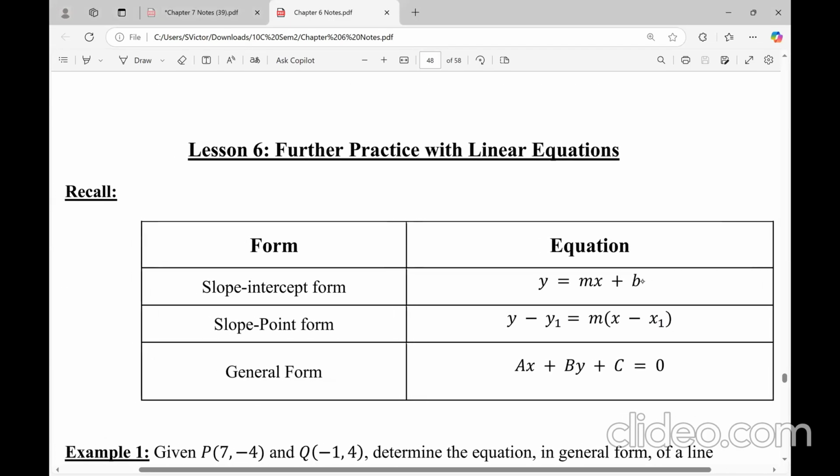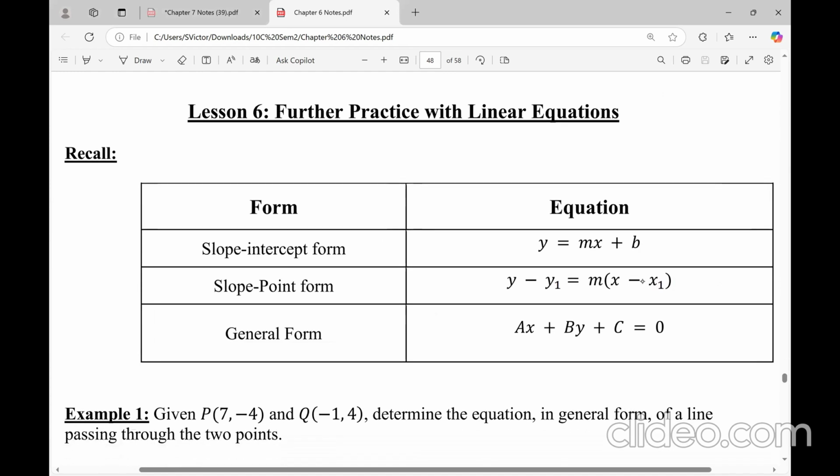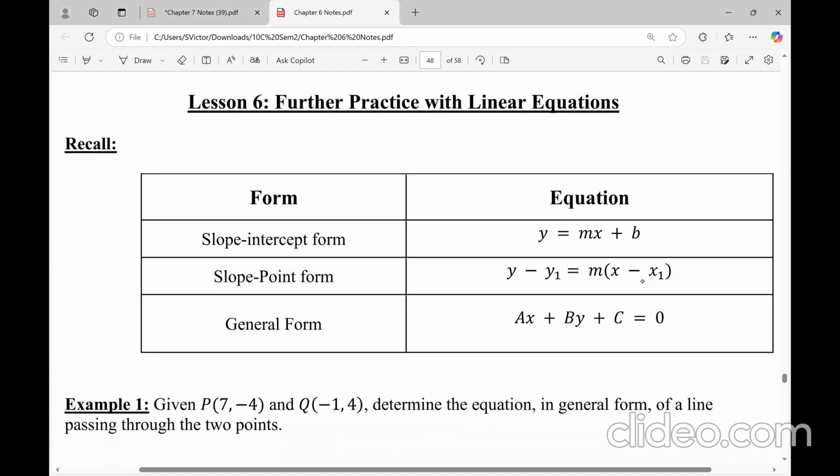So in this lesson here, we're going to be wrapping up our chapter. We've talked about three different equations in this chapter. We started off with our slope-intercept form, where m is our slope and b is our y-intercept. We talked about slope-point form, where m is still our slope, and y1 and x1 are any point.